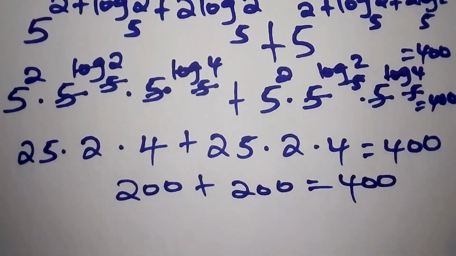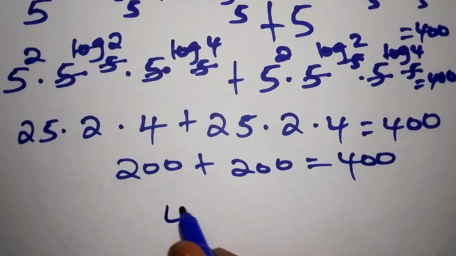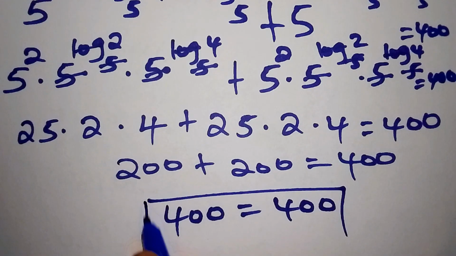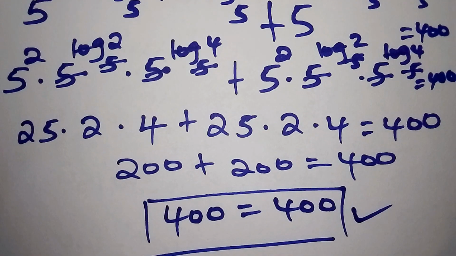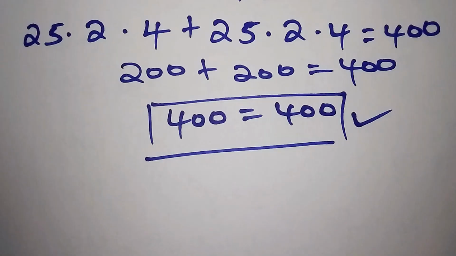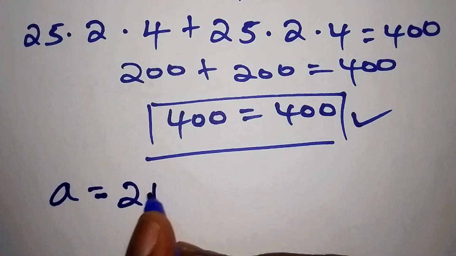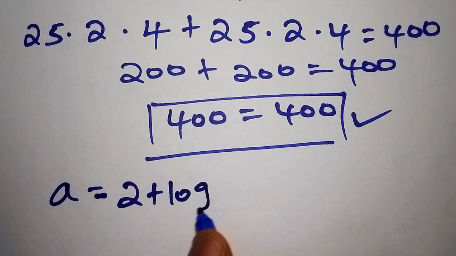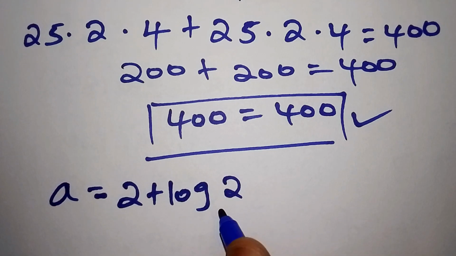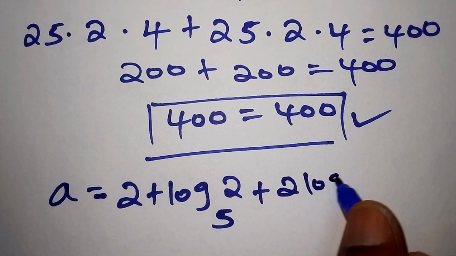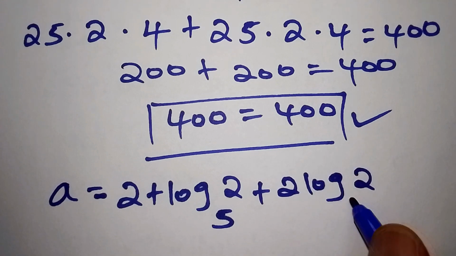So what is 200 plus 200? The answer is 400, is equal to 400. So meaning that the answer that we've got is very correct, when we say that the value of a for this maths problem is equal to 2 plus the log of 2 to the base of 5, then plus 2 times the log of 2 to the base of 5.